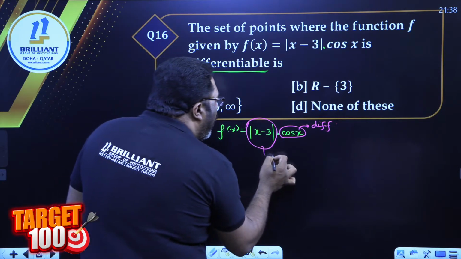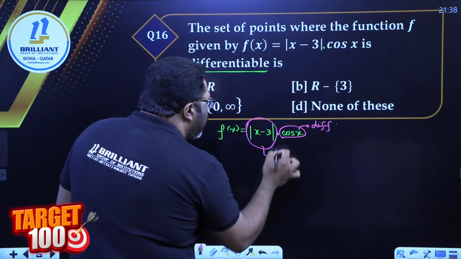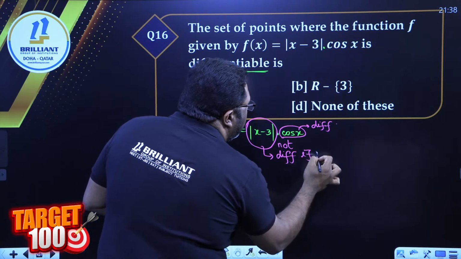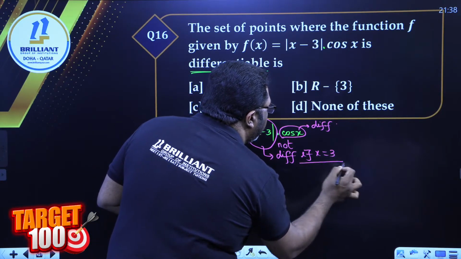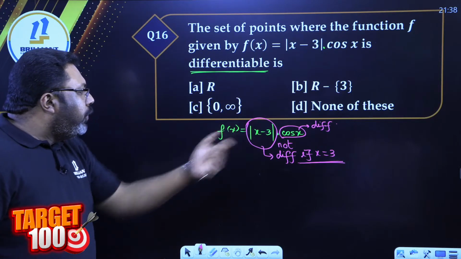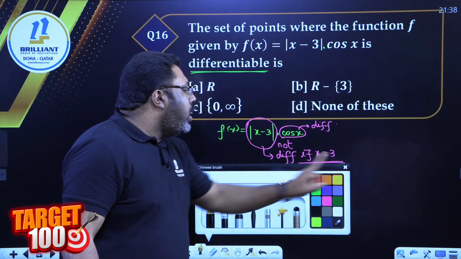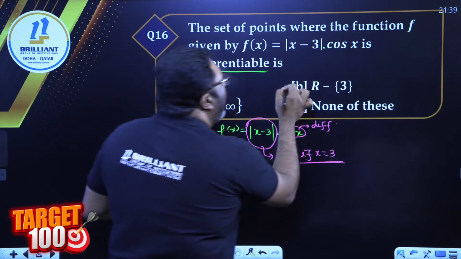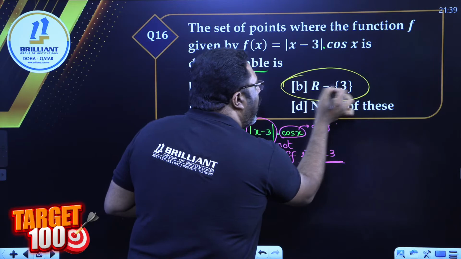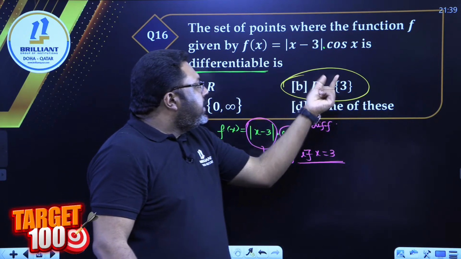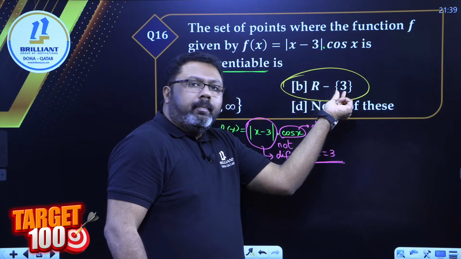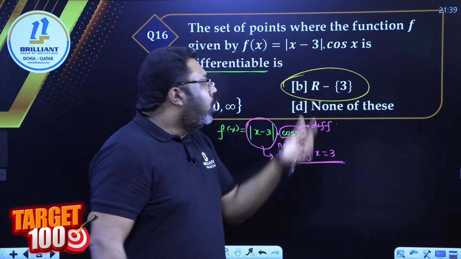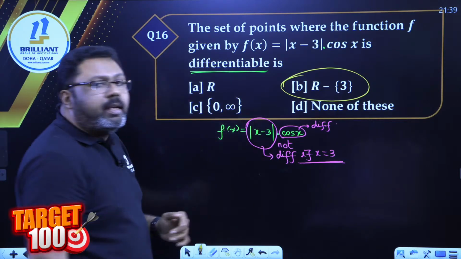We know that modulus is not differentiable if the value of x is 3. Yes, it's not differentiable if the value of x is 3. So what is the conclusion you're going to say? It is differentiable for all real numbers minus 3. What is the meaning of that? Excluding 3. All real numbers excluding 3. Option B is your answer.